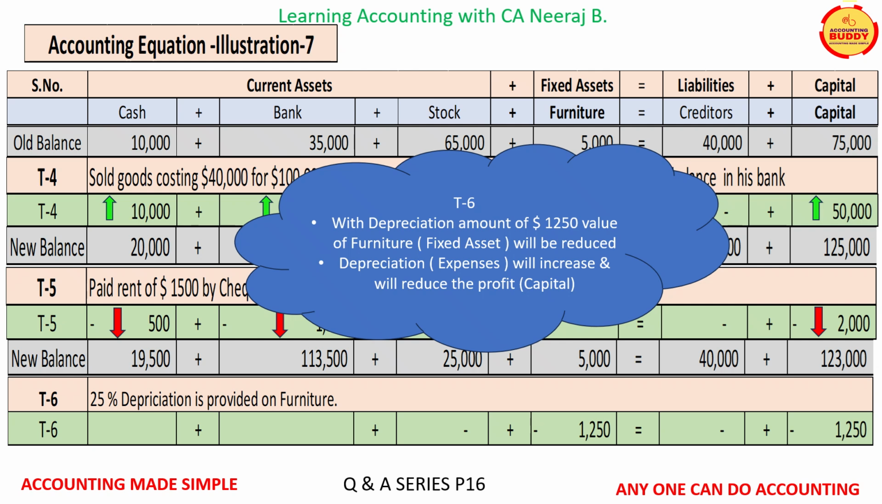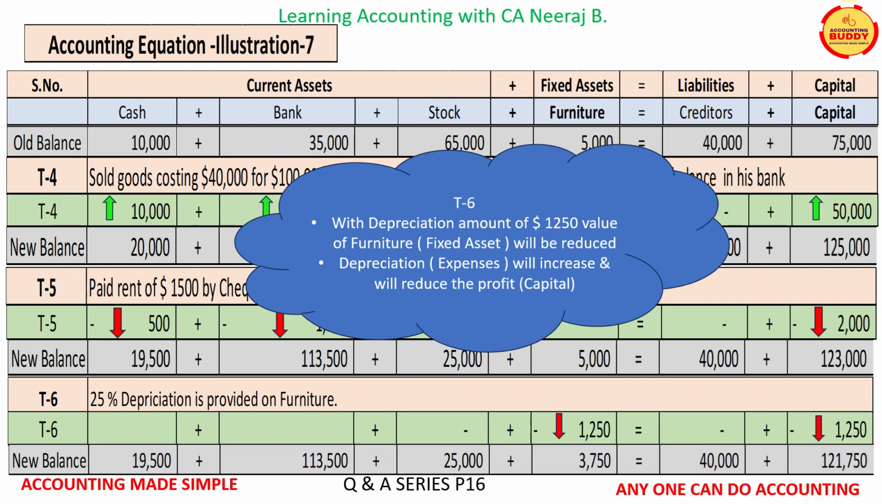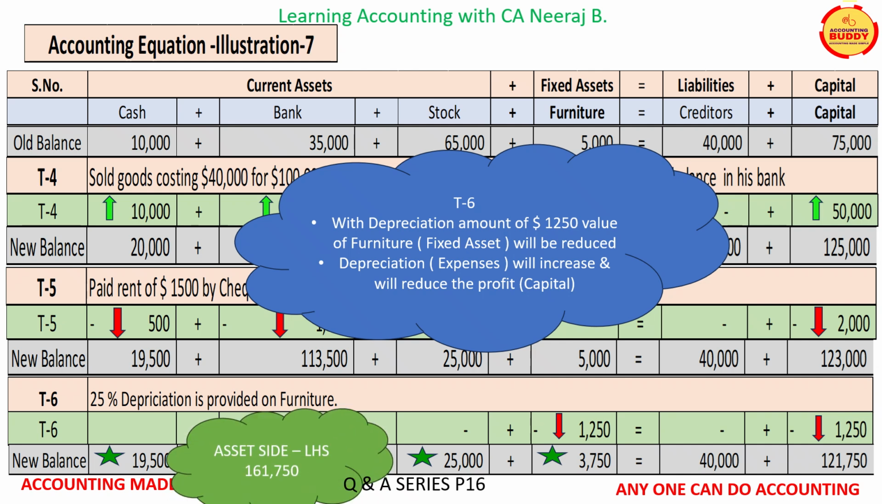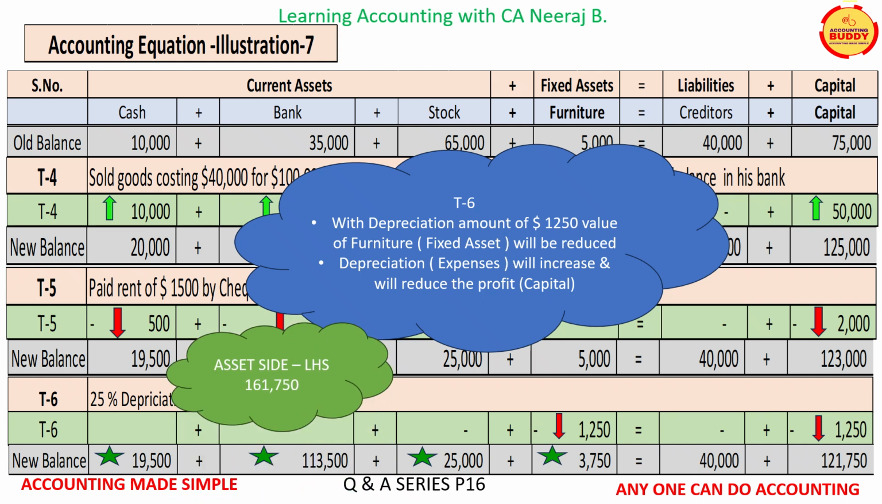Furniture value will be reduced by $1,250, and so will the value of the capital. Post T6 transaction, the new accounting equation will have $19,500 of cash, $113,500 of bank balance, $25,000 of stock, $3,750 of furniture, totaling $161,750 of total assets on the left hand side of the accounting equation.